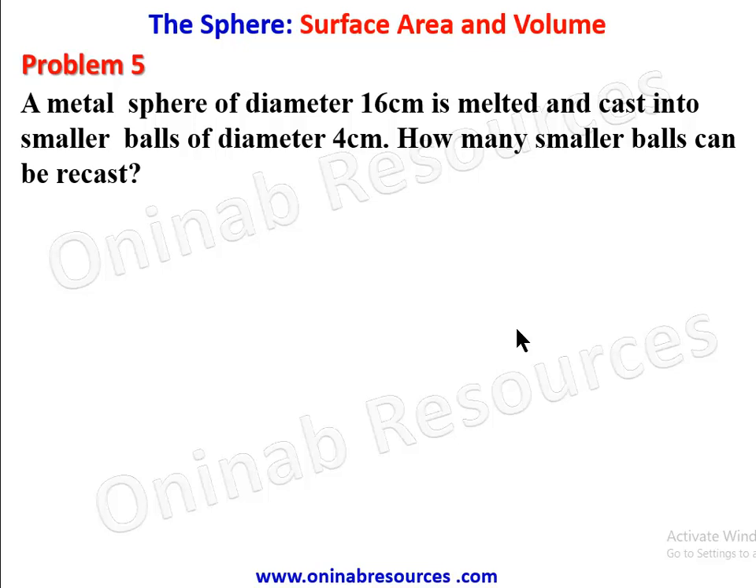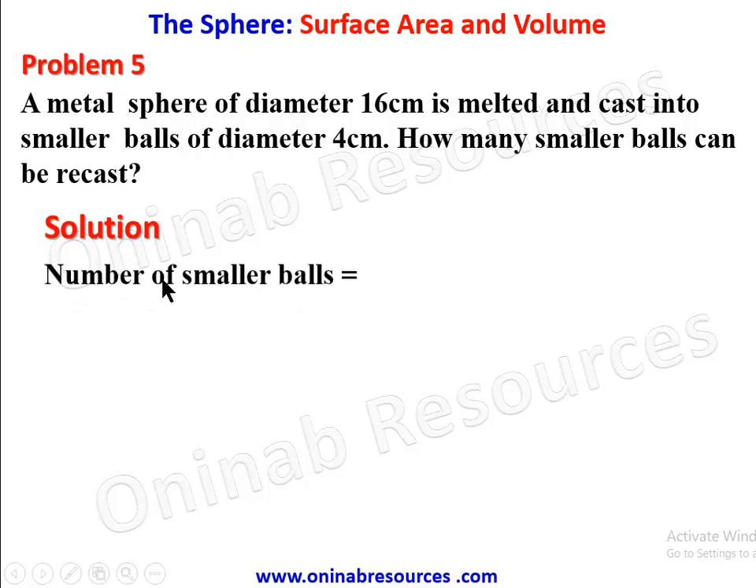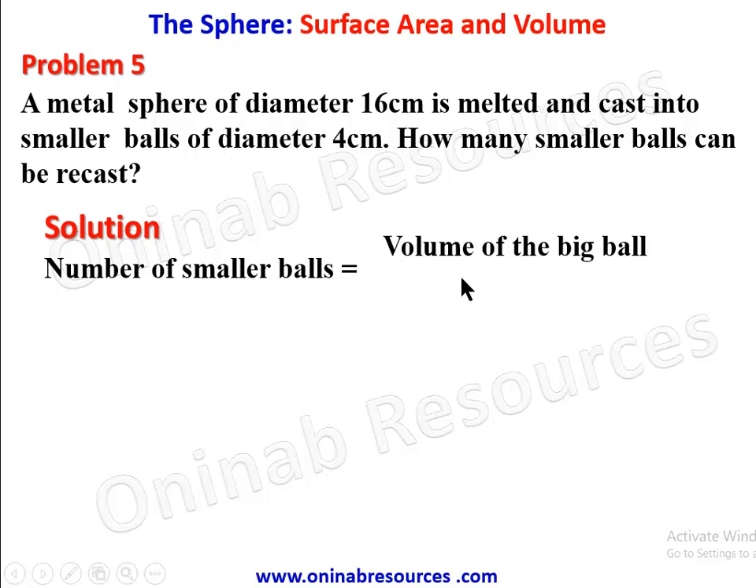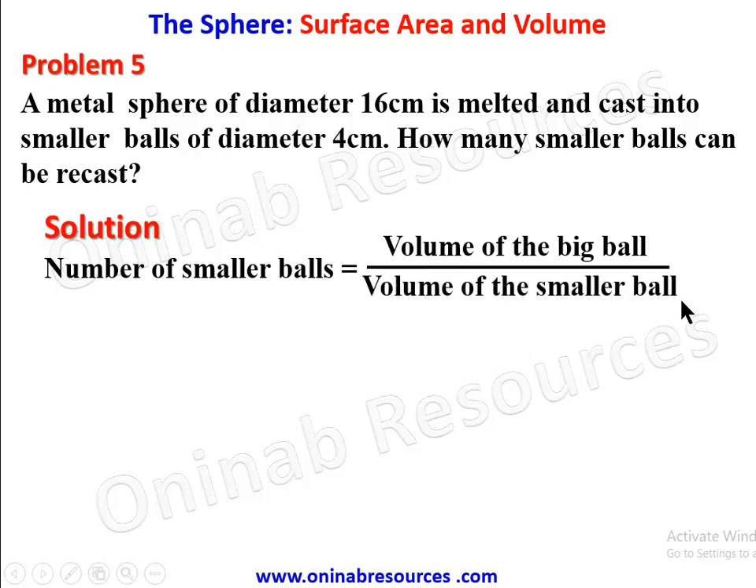This is an example of change of shape. We have an original shape, then we're changing it to another shape, though they are of the same shape. It's still referred to as change of shape. Now, what we do to get the number of these smaller balls from the bigger one is we find the volume of the bigger one, then divide it by the volume of the smaller one. So let's go. So the solution is number of smaller balls. Now we've said volume of the big ball divided by volume of the smaller ball.